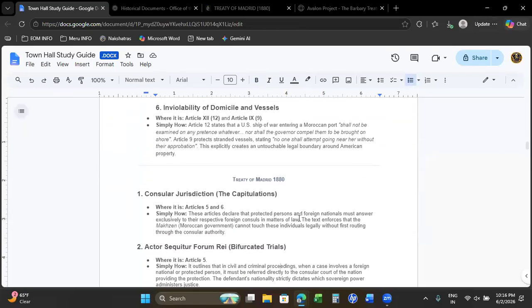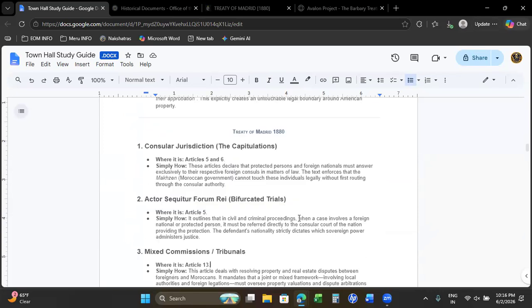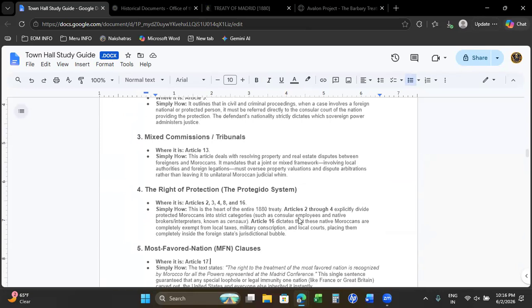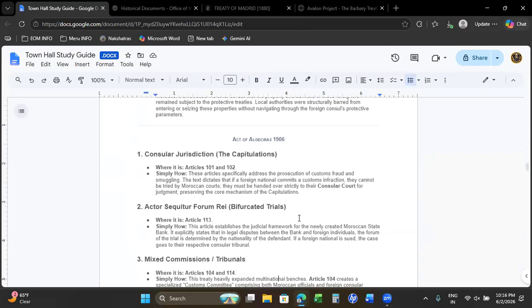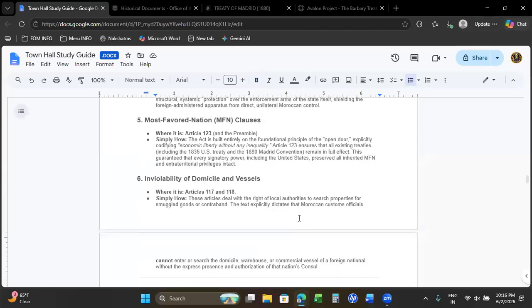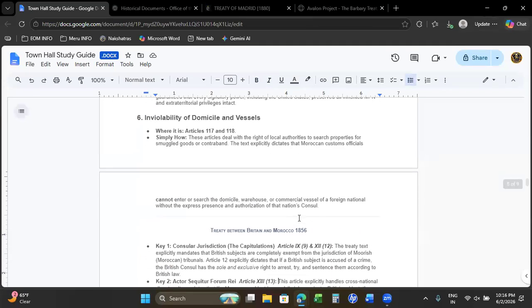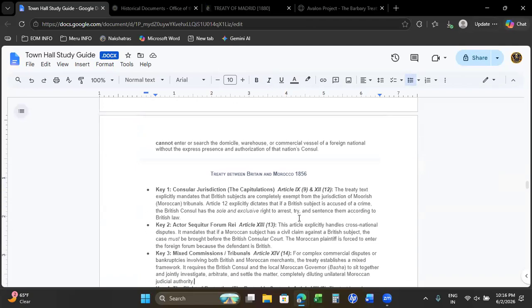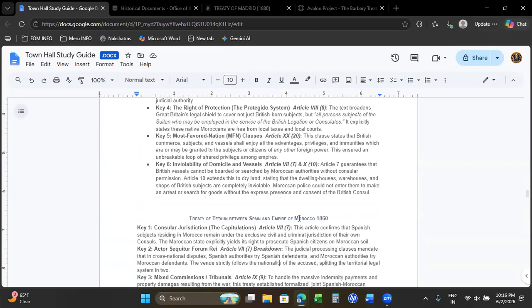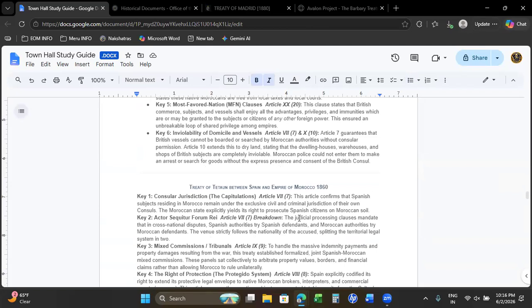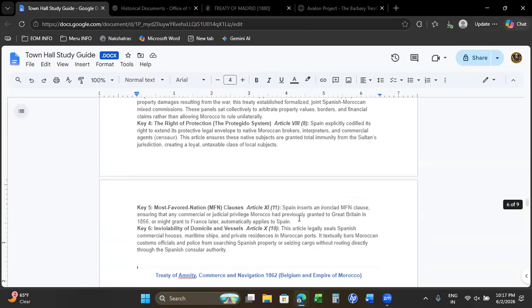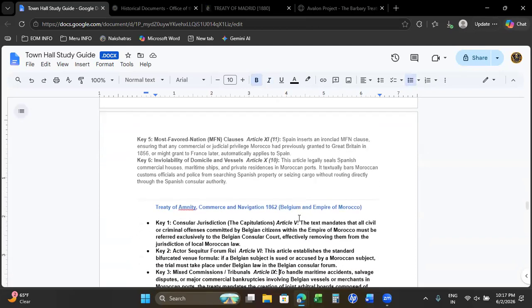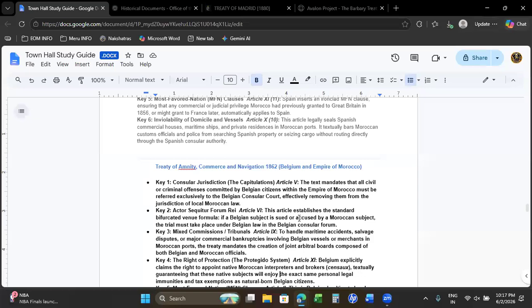We have the Treaty of Madrid and the 6 ways in which you can call out ETJ, what specific articles, right? So you got the Treaty of Madrid 1880. You got the Act of Algeciras, right? 1906. The treaty between Britain and Morocco in 1856. And some of these take a different effect. But the Treaty of Toulouse between Spain and the Empire of Morocco, 1860. So we're going into other treaties that most people are not familiar with.